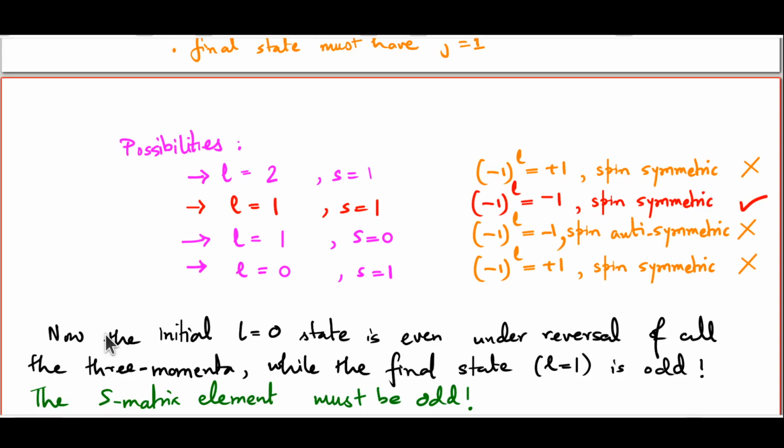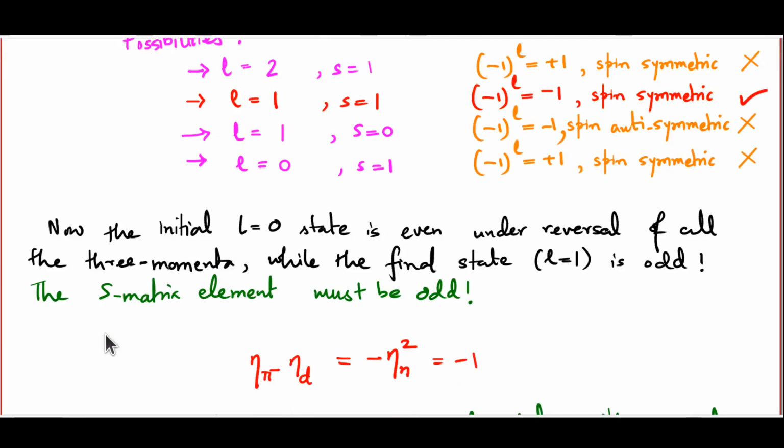Notice that until now we have argued that if the product of the intrinsic parities differed between the initial and the final particles, then the S matrix element must be odd. We are actually using that argument in reverse now. Now that we know our initial state is L equal to 0 and final state is L equal to 1, from that we know that the S matrix element must be odd, and therefore the product of the initial intrinsic parities and the final intrinsic parities must differ. Eta pi minus times eta d must be equal to minus eta n squared.